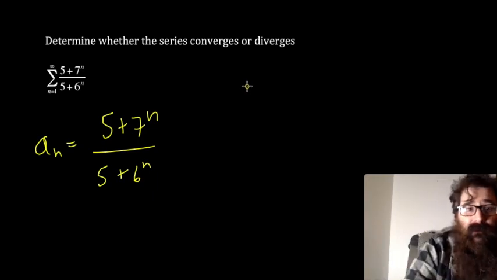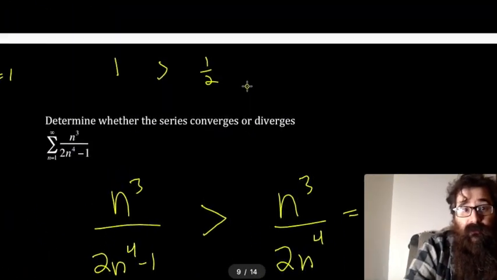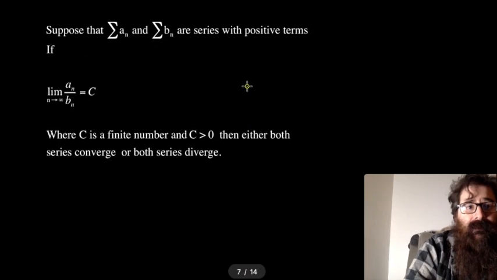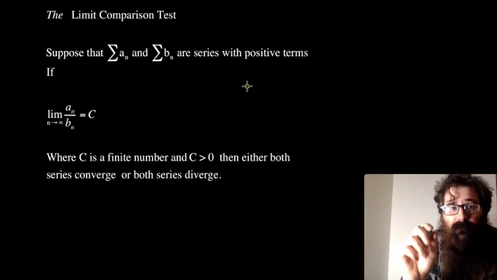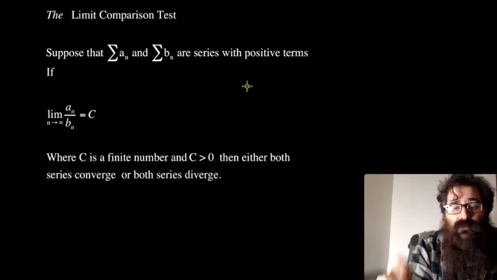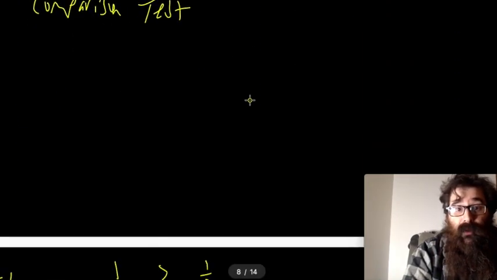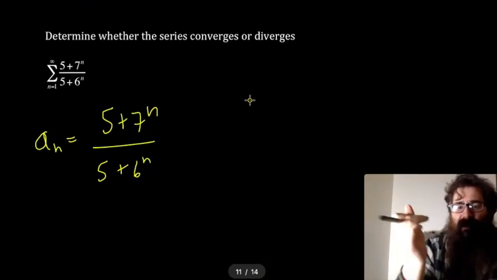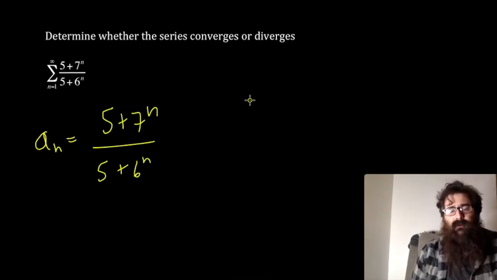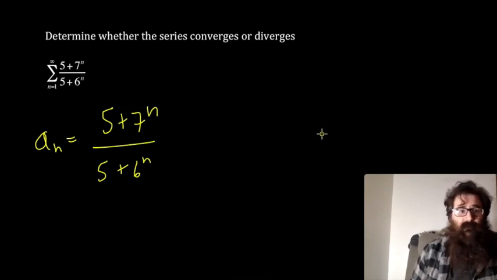Let's go back and see what the limit comparison test said, and then we'll take a look at some examples of it. Limit comparison test says, suppose that the sum of a sub n and the sum of b sub n are series with positive terms. If the limit as n goes to infinity of a sub n divided by b sub n is equal to c, where c is a finite number and c is greater than 0, then either both series will converge or diverge. So they both behave the same way. And it doesn't really matter which is a sub n and which is b sub n. That's arbitrary. So if you flip that ratio, it doesn't make a difference, really.